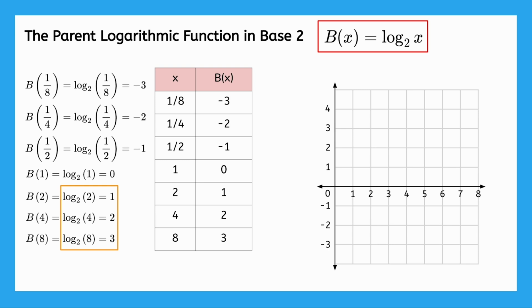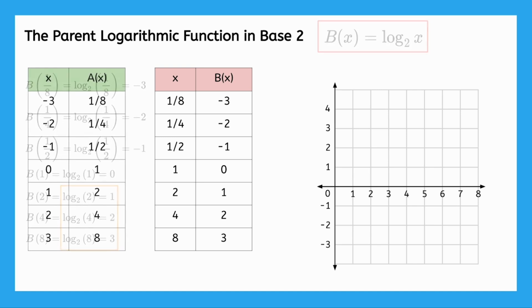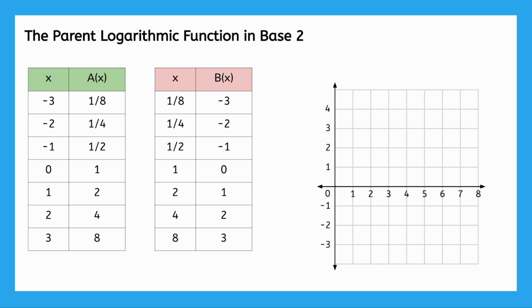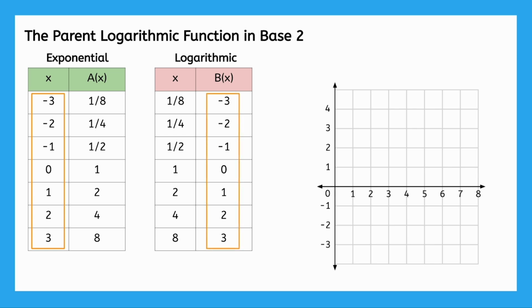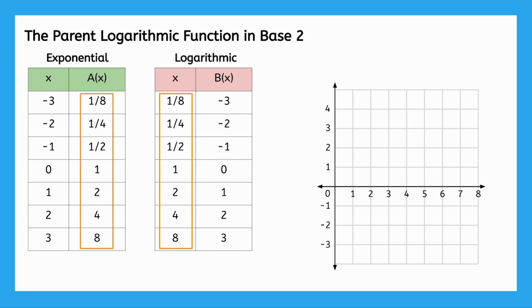But wait a second. All these values are looking extremely familiar. Aren't all these the same numbers from the exponential function we just graphed? These are all the exact same points for function a. Well, almost. It seems like the coordinates are switched. All the inputs from the exponential function a are the outputs of the logarithmic function b, and all the outputs of a are the inputs of b. What will this mean graphically?